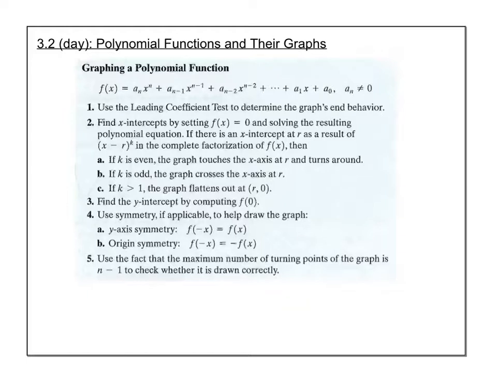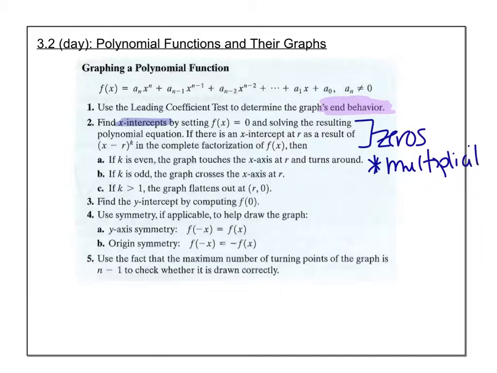We're going to do the coefficient test to find the end behavior. That's what we were doing on Tuesday with the rise, fall, all that stuff. The next step is to find the x-intercepts, which is really just finding the zeros. We're going to make sure that we state the multiplicity and whether it crosses or bounces. That's going to be step 2, and this is all laid out on the next page.